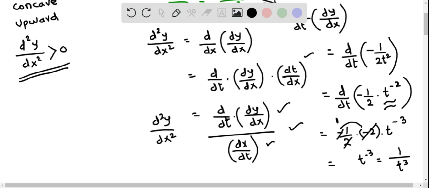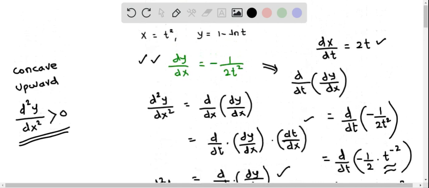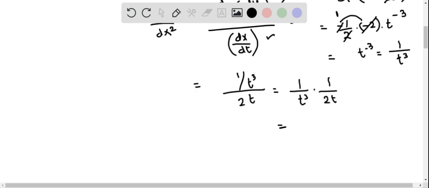And we have determined the numerator for the d2y by dx squared. So let's plug it here. So I plug in 1 by t cube for the numerator, divided by the denominator, which is dx by dt, which is 2t. So I'll substitute 2t here. And so we can simplify this: it equals 1 by t cube times 1 over 2t. And so this equals 1 over 2 times t cube times t, which is t power 4. So this is the expression for the second derivative, that is d2y by dx squared.